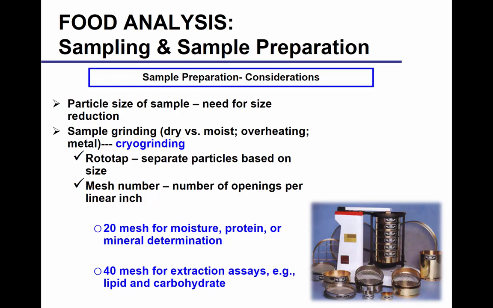And then you can use a sifter to sift it so that you make sure that you have the right size. And you use sifters with a certain mesh number so that you know that you want 20 mesh or you want 40 mesh.